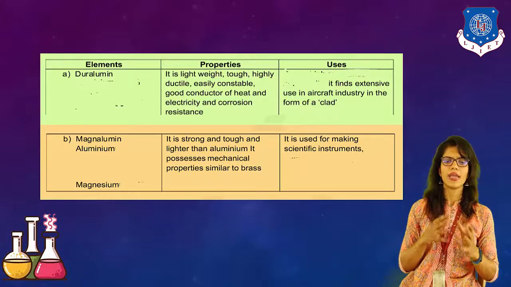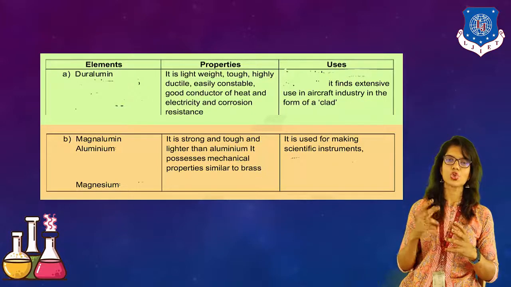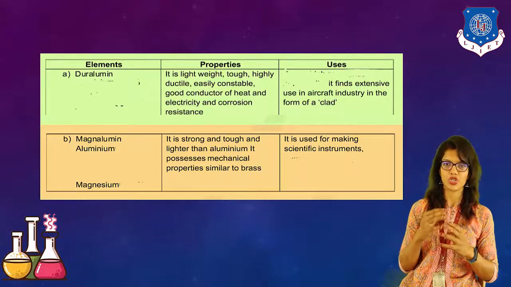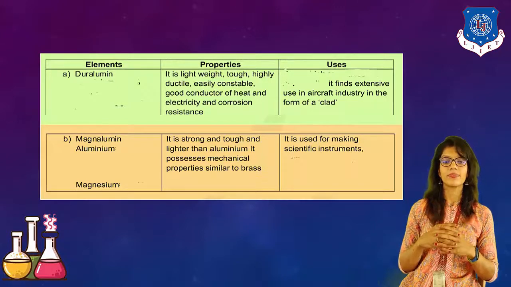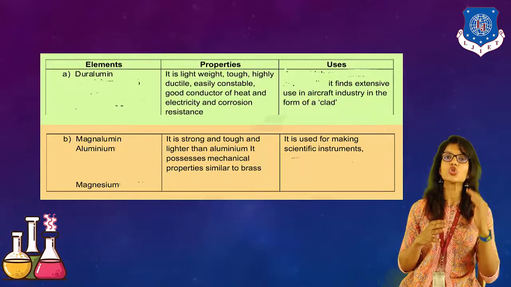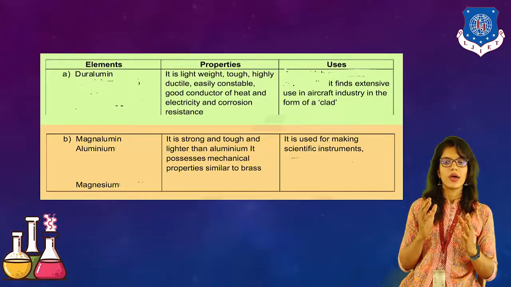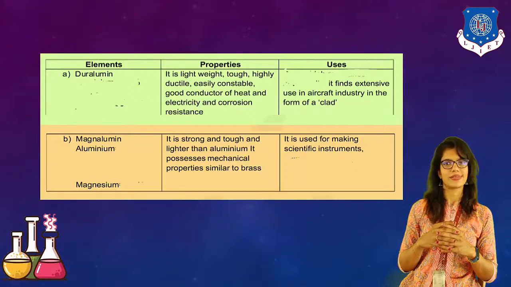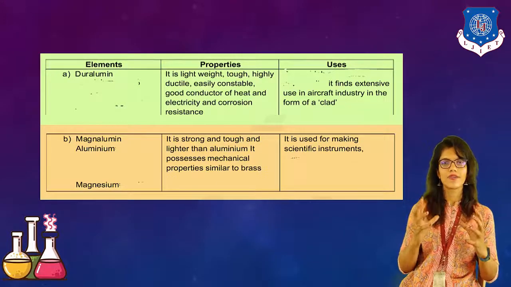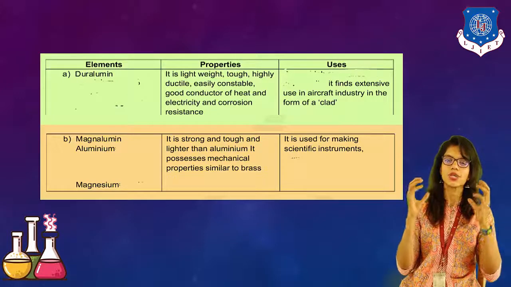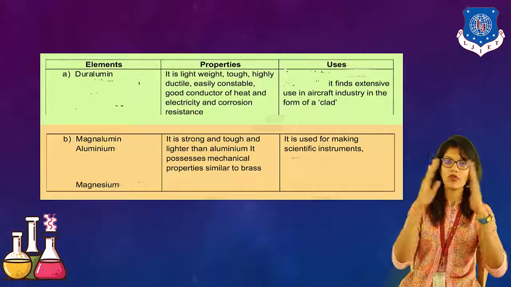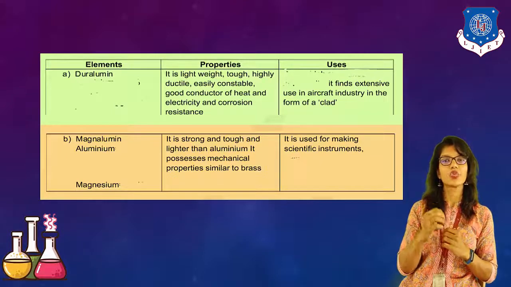Next is magnalumin. Magnalumin basically contains two things. Number one, aluminium. Number two, magnesium. Their percentage can be varied. They are very strong, tough, and lighter than aluminium. It possesses mechanical properties similar to brass. It is widely used for making scientific instruments, because we have to give a particular shape to the instrument. It can be nano-sized. It can be of a particular design. There we can utilize it.